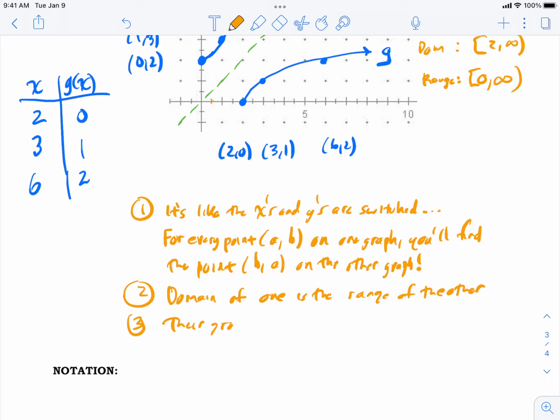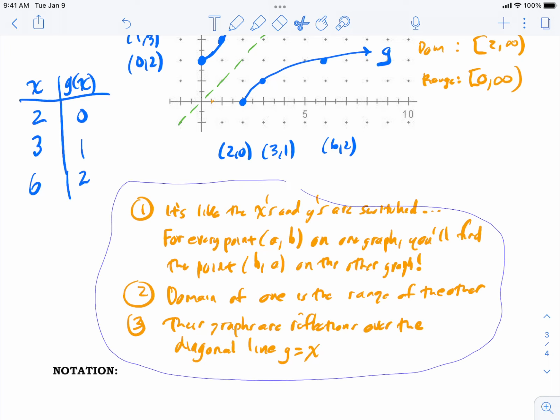Their graphs are reflections over the diagonal line, which is given by the equation y equals x. 3 really good properties right there. We're almost there, folks. I said there were 4.